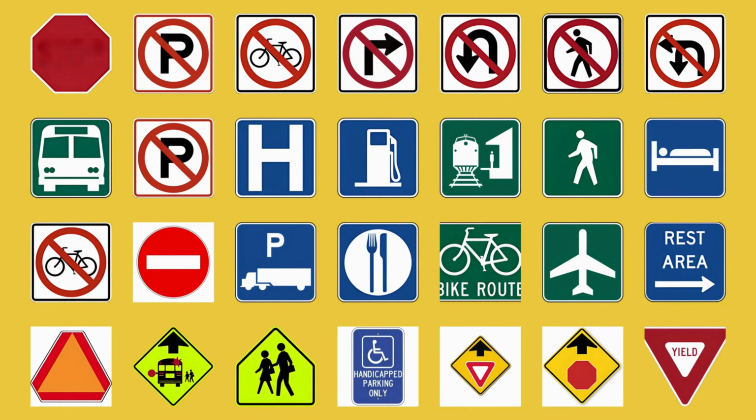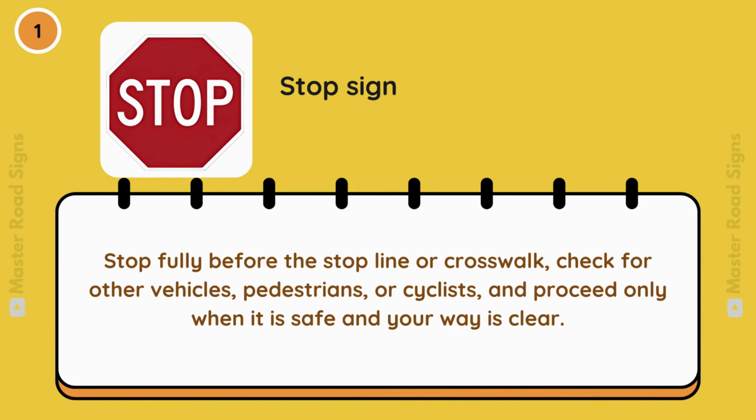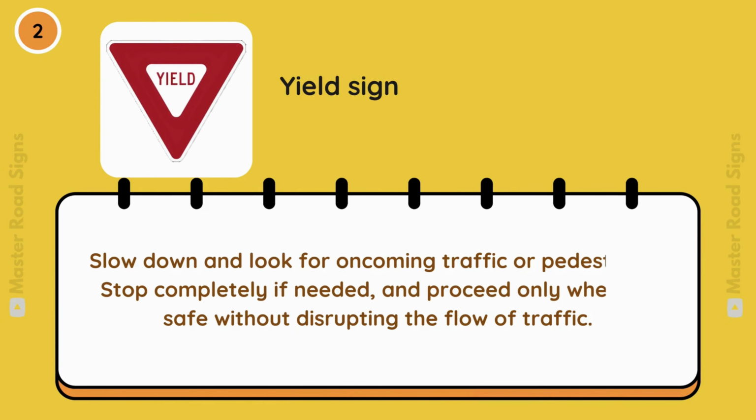This video breaks down the essential actions drivers should take when they encounter these different road signs. Let's get started. Stop sign. Drivers must stop fully before the stop line or crosswalk, check for other vehicles, pedestrians or cyclists, and proceed only when it is safe and their way is clear. Yield sign. Drivers should slow down and look for oncoming traffic or pedestrians. Stop completely if needed, and proceed only when it's safe without disrupting the flow of traffic.